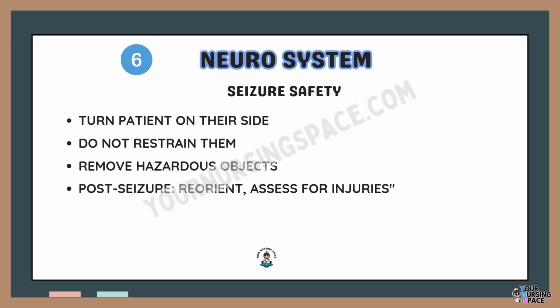If a patient is actively seizing, the nurse should turn them on their side to prevent aspiration, avoid restraining them, and remove hazardous objects from their surroundings. Once the seizure stops, reorienting the patient and assessing for injuries is necessary to ensure recovery.